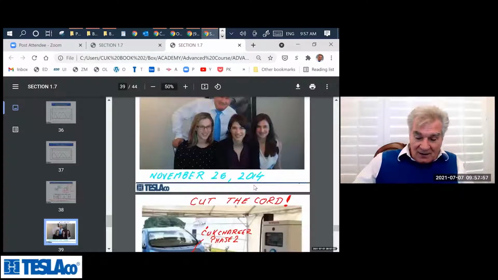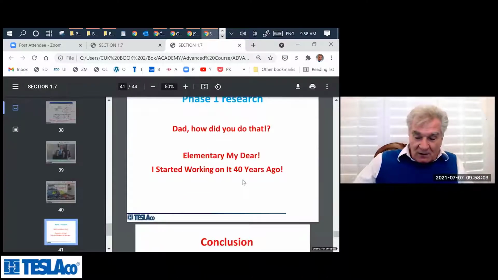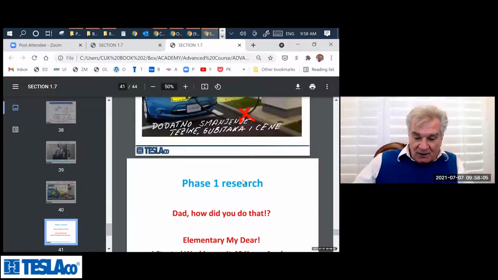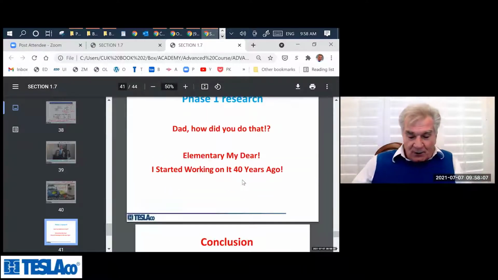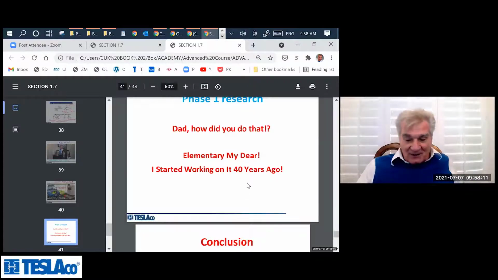And so this is my charger. Usually I like to put it on a healthy note, and this was a question: Dad, how did you do that? In the style of Sherlock Holmes, you'd say, elementary, my dear, I started working on it. Now it is actually 50 years, not 40 years ago.